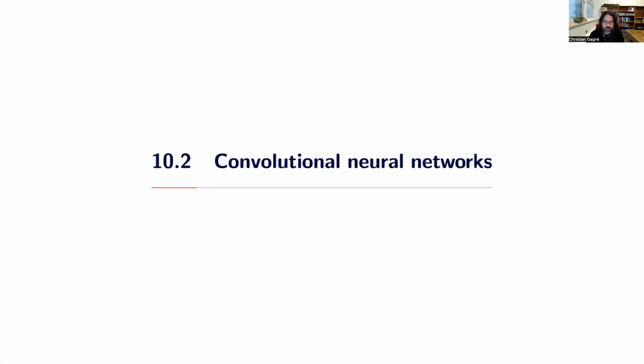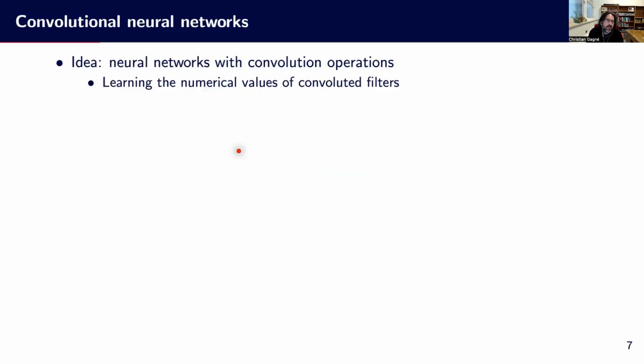Now we will see convolutional neural networks. So the idea is to make use of these convolution operations in the neural networks, and to have some kind of neural network that will be particularly fit for image processing or other kind of signal processing based on convolutions. And the idea is that the filters that we saw were pretty fixed. Now we are talking about learning the numerical values of these filters to achieve some results.